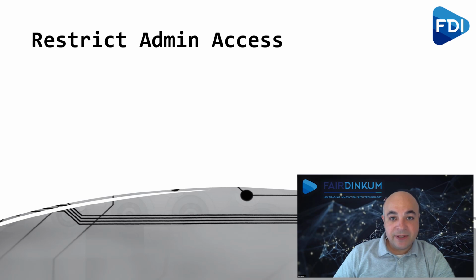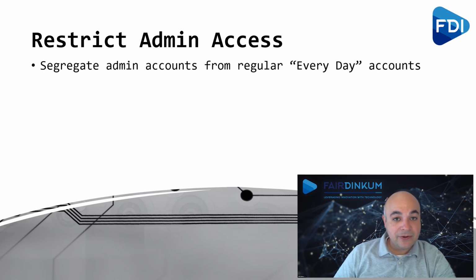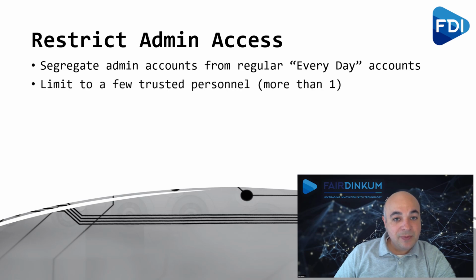One of the most significant risks in a business network is the misuse of administrative privileges. Admin accounts have access to critical parts of the network and can make significant changes to the entire company network. Therefore, it is essential to segregate admin accounts from regular user accounts. Admin accounts should only be used for administrative tasks and not for daily activities like browsing the internet or checking emails. Additionally, the number of individuals with admin access should be limited to a few trusted personnel.